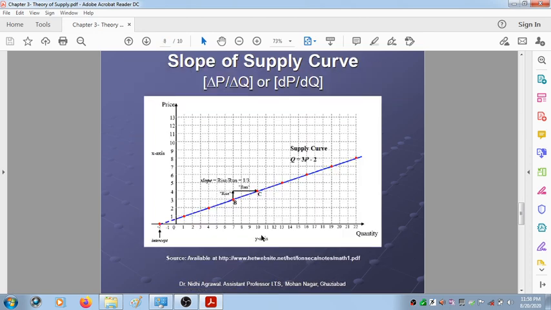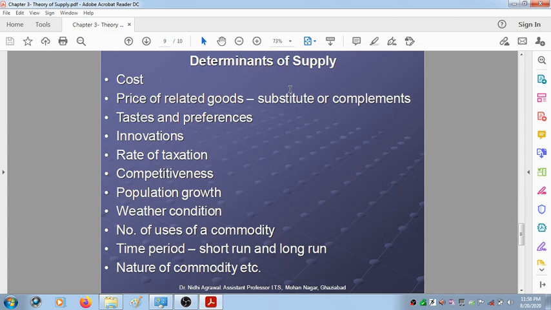So that we have represented here delta p upon delta q. Or when we talk about calculus, if we have to calculate the slope of a supply curve through calculus, then the formula will be dp upon dq.